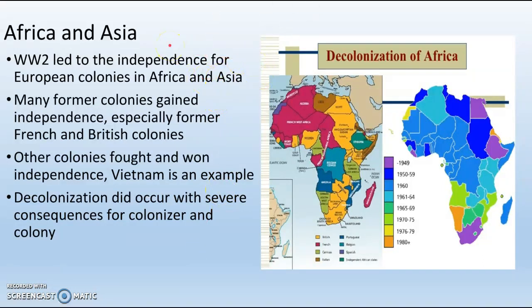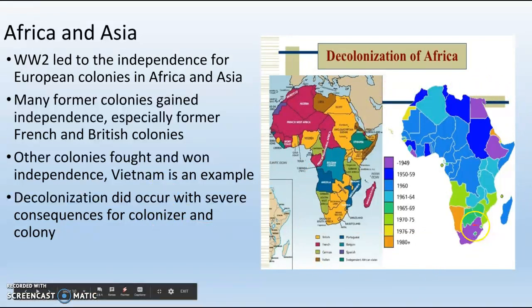Talk about Africa and Asia for a minute. World War II led to the independence for European colonies in a lot of Africa and Asia. Some of that independence didn't happen until shortly after World War II. Some happened almost immediately. It just kind of depended. Many former colonies gained independence, especially former French and British colonies. Other colonies fought and won independence. Vietnam is an example, and we'll talk about that later. Decolonization did occur with severe consequences for both colonizer and colony.